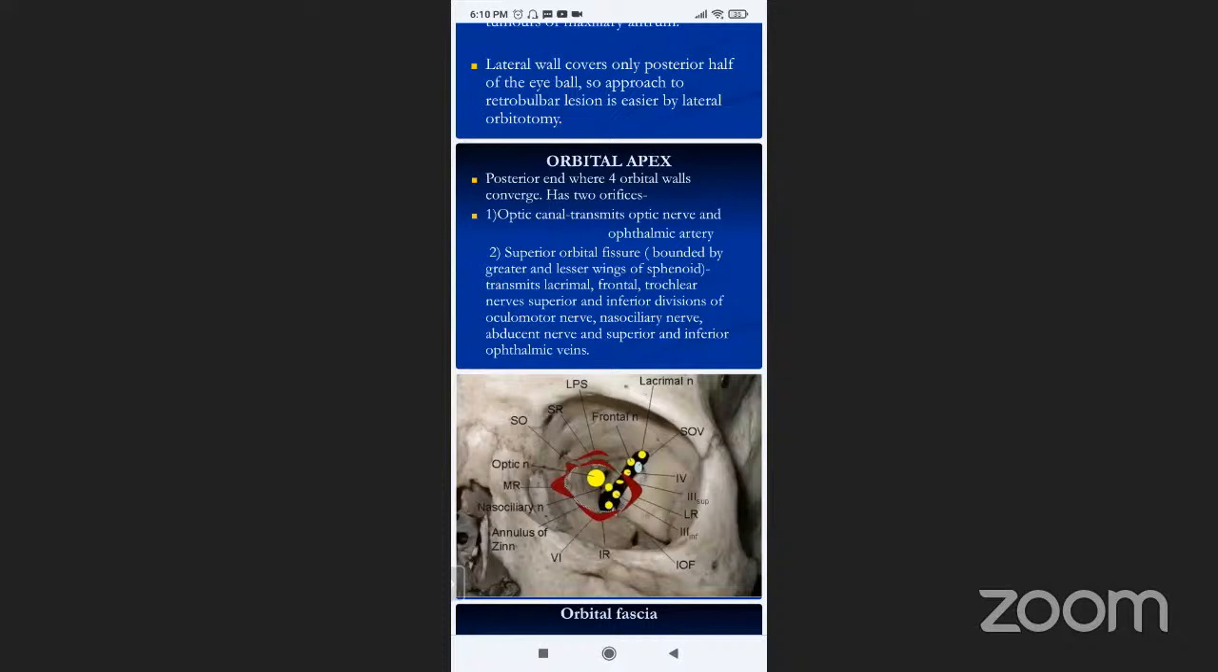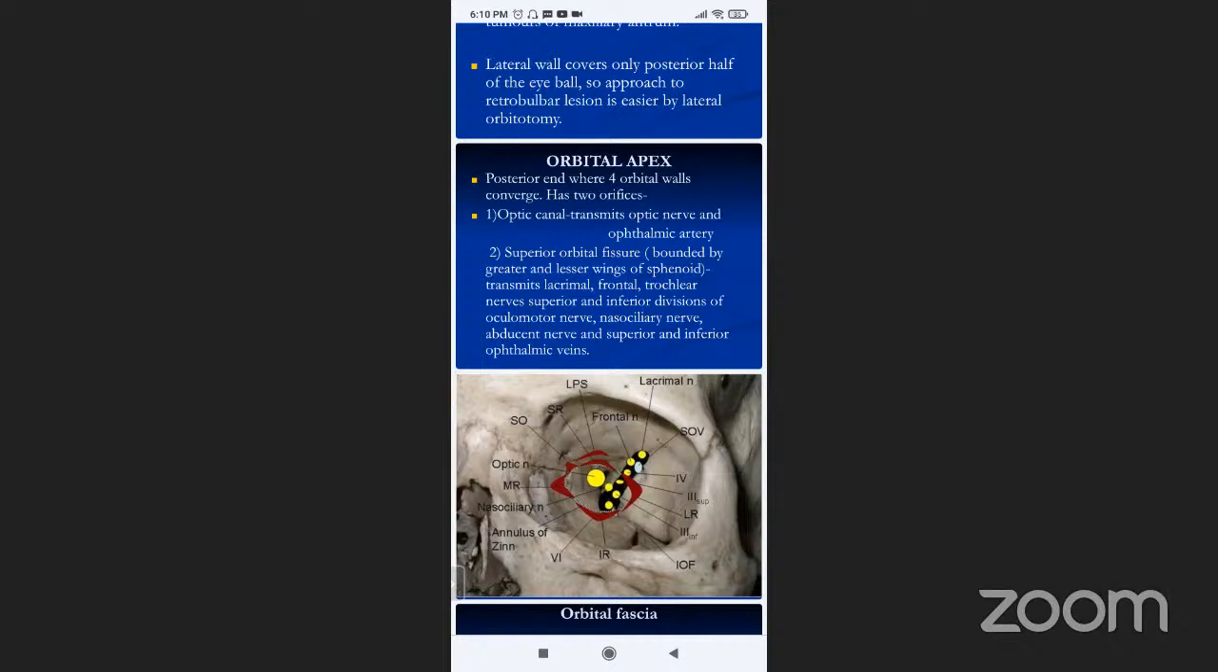Lacrimal and frontal nerves are branches of the ophthalmic division of trigeminal nerve. Then trochlear nerve is the 4th cranial nerve. So this lacrimal, frontal, and trochlear nerve pass through the outer aspect of the superior orbital fissure. That is outside the annulus of Zinn. This red part is the annulus of Zinn. That is orbital fascia condensation in the orbital apex, which gives origin to the extraocular muscles like recti muscles.